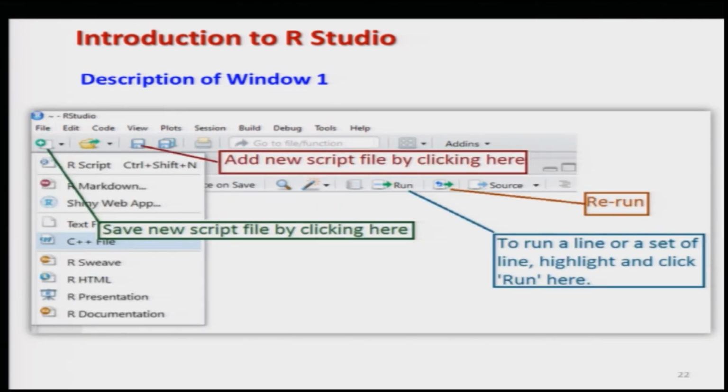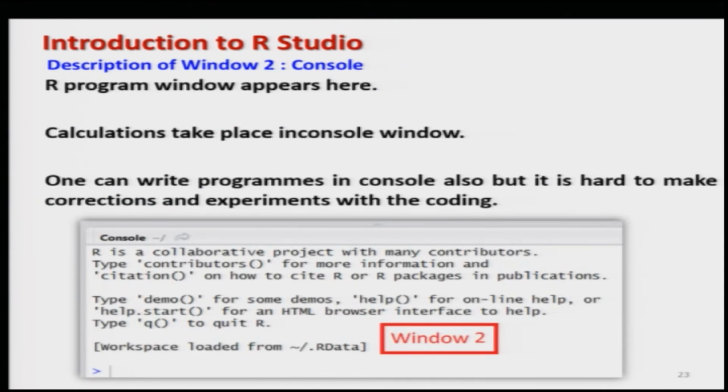And similarly, for more detail, I have just taken a screenshot. You can see you can open different types of new files for the R script, R Markdown, Shiny Web Apps, R HTML, R presentation, and you can save here. This is for the execution. If you want to re-execute, rerun the lines, this is the command. There are many options which I am not discussing here, but I will request you to just play with it.